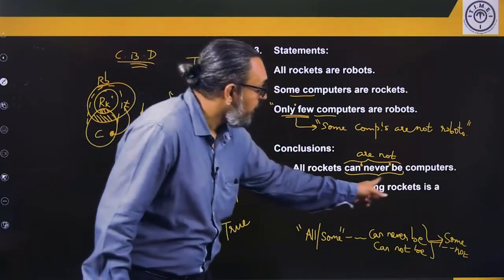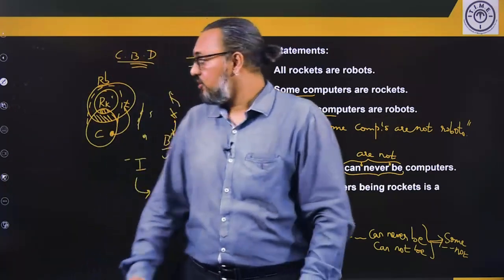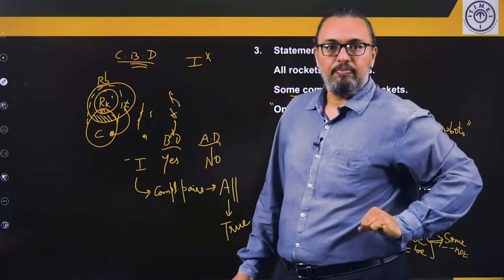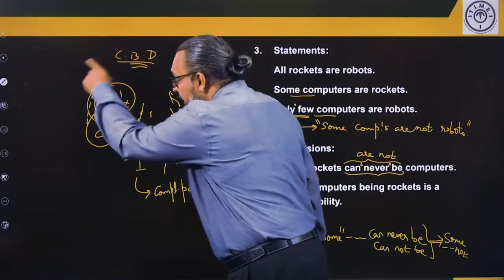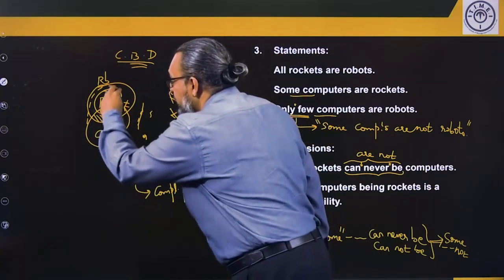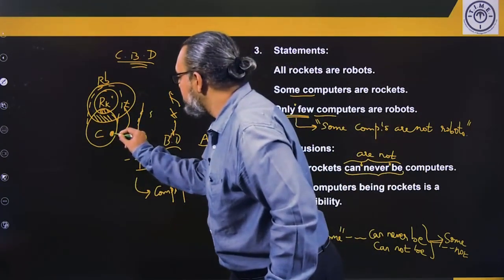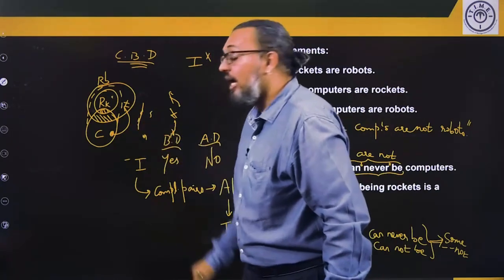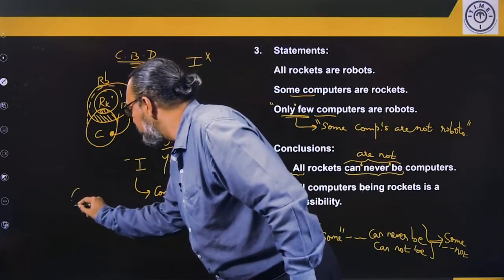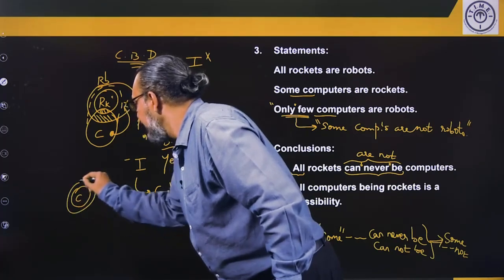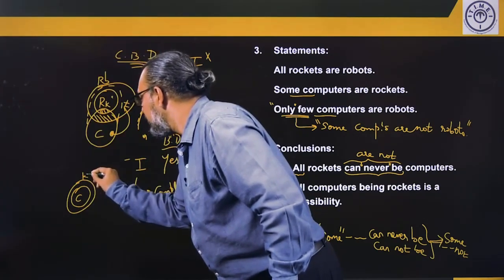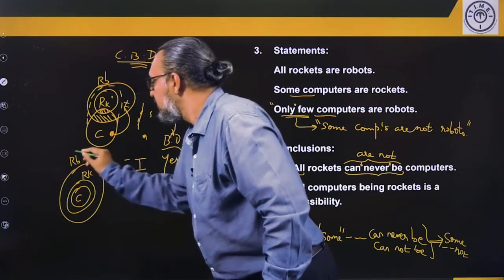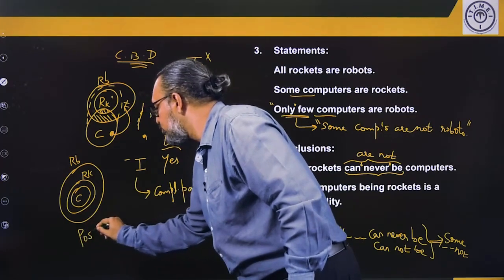All computers being rockets is a possibility. Now, tell me, what happens if I take all the computers inside rockets? Since rockets are already inside robots, if I take all the computers inside rockets, can I say that this shaded portion is also moving inside the robot circle? Am I allowed to do that? No. See, I will draw and show you. If I take all the computers inside rockets, then all the rockets are already inside robots. This is a possibility diagram that I am trying to show you.